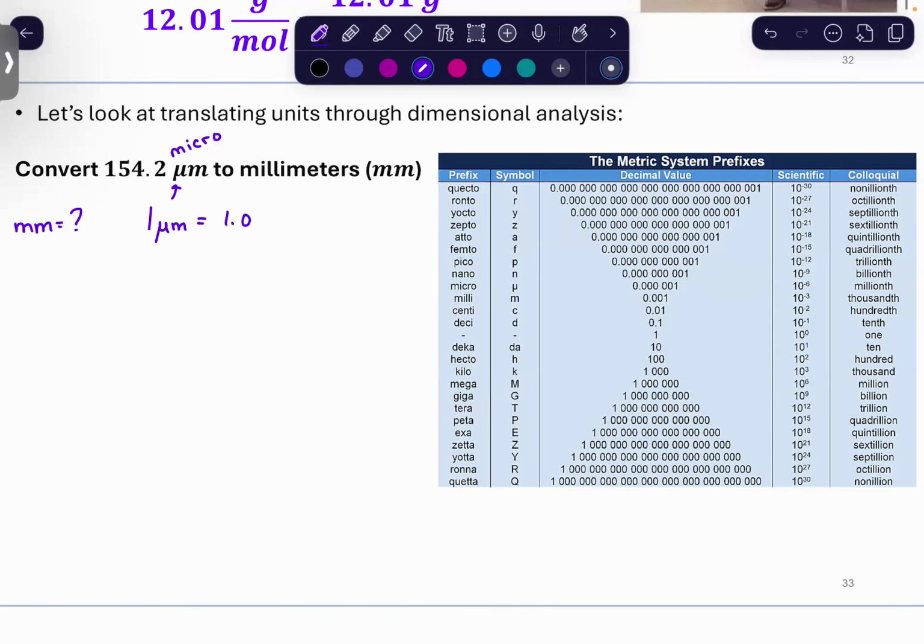1 micrometer is going to be 1.0 times 10 to the negative 6 meters, or over here, there's your micro. Now remember, I'm going to use this conversion factor in this format. Remember, you can always flip this. You can also do it that way. It's the exact same thing. It's just you flip the 10 to the 6 to the other side. I'm going to use it in this format.